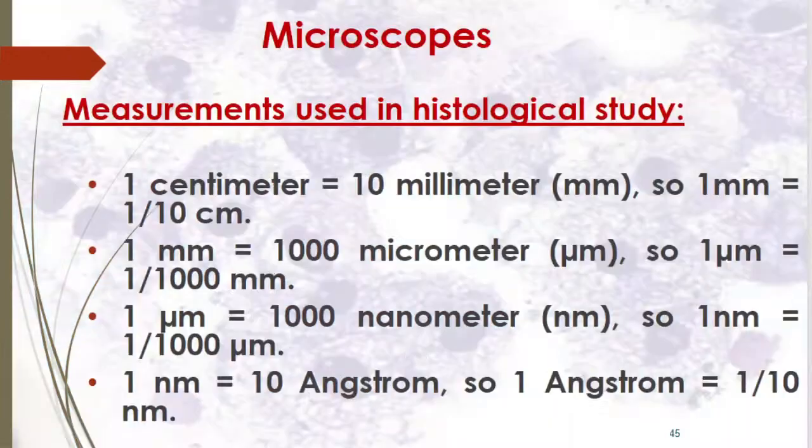Well, and in microscopic technique we use special measurements. These are not millimeters and centimeters. We use the micrometer or micron, which is 10 to the minus 6, and also the nanometer, which is 10 to the minus 9, and also the angstrom, 10 to the minus 10. So these are special measurements for the micro world.